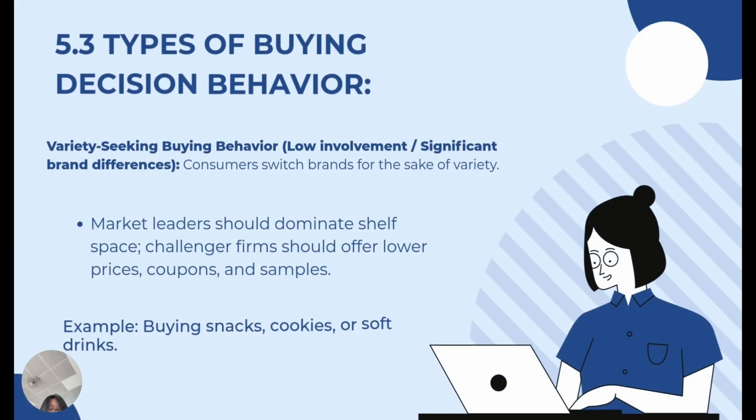For variety-seeking buying behavior, think of potato chips. We switch brands not because we hate the old one, but because we want a new taste. Here, big brands try to fill the shelf, while small brands offer coupons to get you to switch.